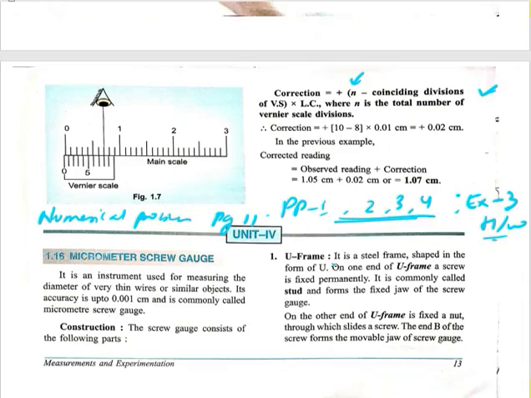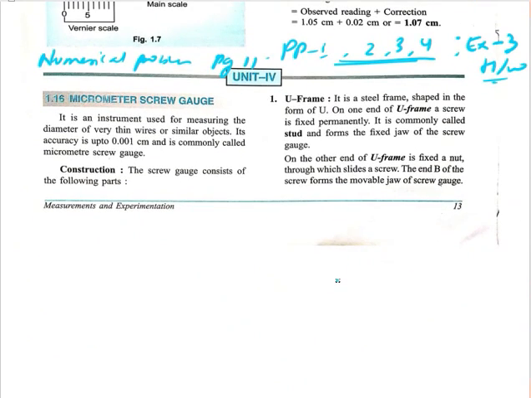Fine. Now we will move to unit number 4, that is our micrometer screw gauge. First you need to know what a micrometer screw gauge is.